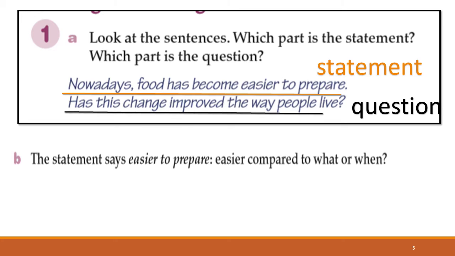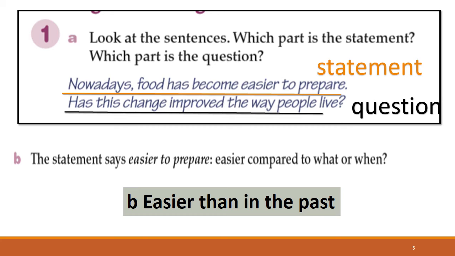So I have another question for the same example. The statement says easier to prepare. Easier here compared to what or when? What for a thing or when for time? Food nowadays, food has become easier to prepare. I'm talking about what or when? Yes, it's time. Which time? Easier than in the past. I'm talking about nowadays. I compare between time now and time in the past for preparing the food. So food has become easier nowadays than before to prepare.